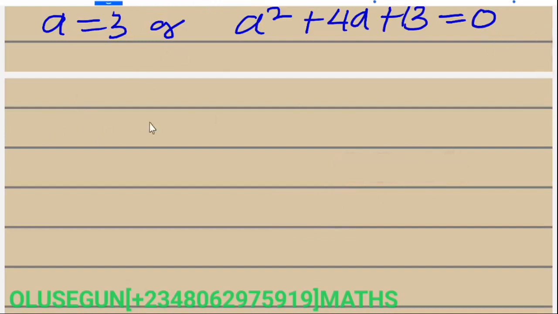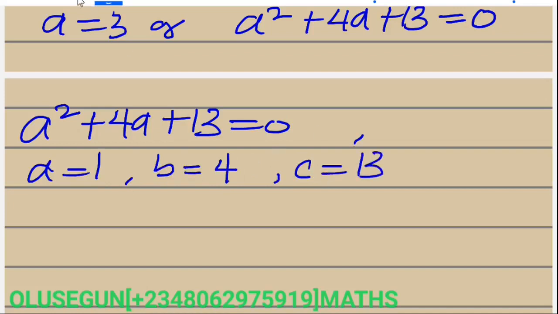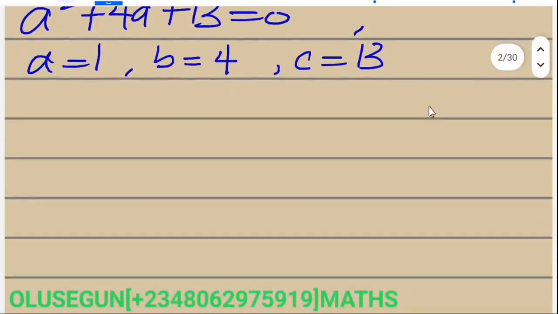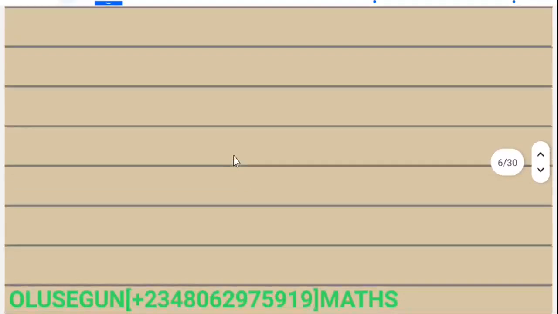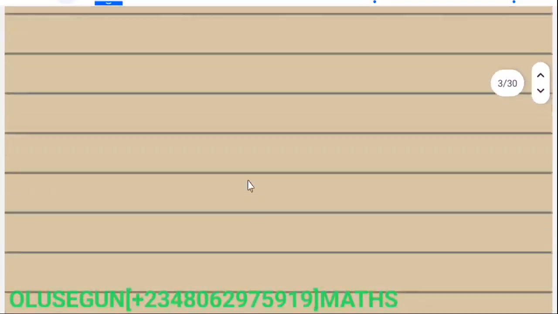So if a squared plus 4a plus 13 is equal to 0, then from the quadratic formula, a is equal to 1, b is equal to 4, and c is equal to 13. So let's apply the formula to it.